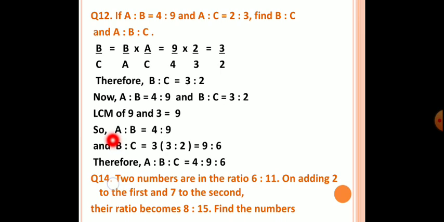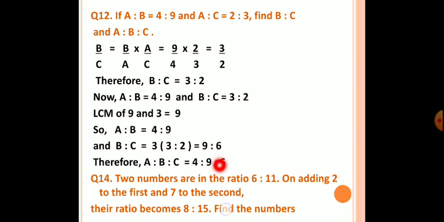But in the second one, which is B is to C, the ratio is 3 is to 2, so we can change this 3 into 9. How can we change it? By multiplying the whole ratio by 3. That will give us 3 into 3, that is 9, and 3 multiplied by 2 is 6. Now in both the cases the value of B is equal. Therefore we can write the ratio A is to B is to C is equal to 4 is to 9 is to 6.